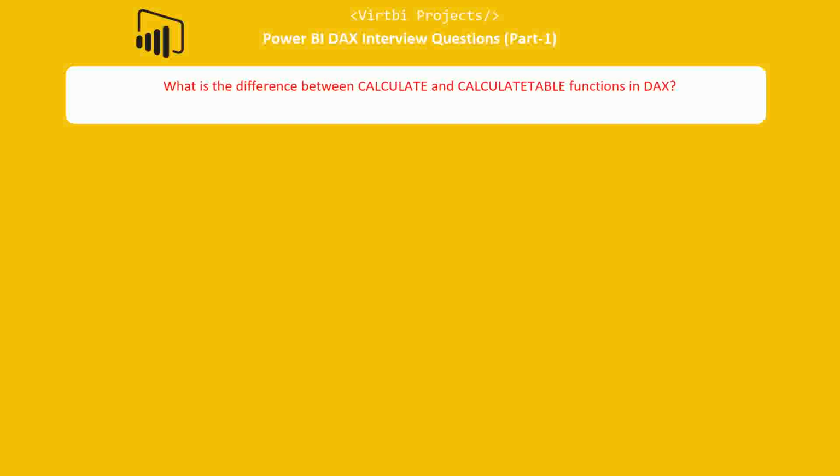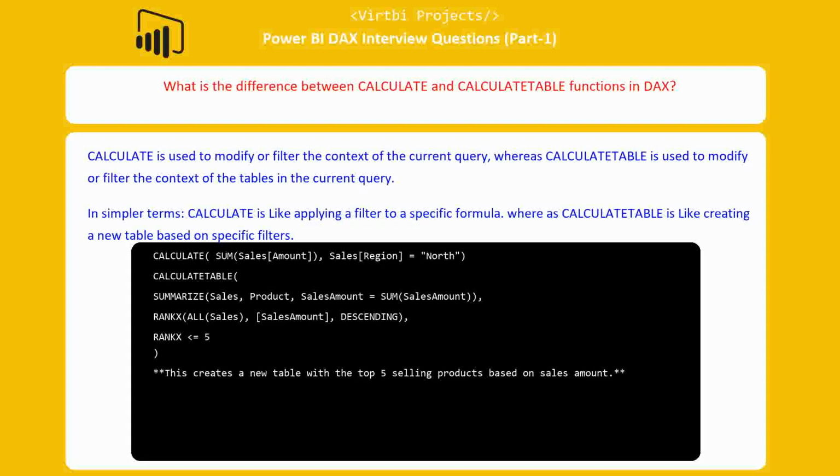What is the difference between calculate and calculate table functions in DAX? Calculate is used to modify or filter the context of the current query, whereas calculate table is used to modify or filter the context of the tables in the current query. In simpler terms, calculate is like applying a filter to a specific formula, whereas calculate table is like creating a new table based on specific filters.